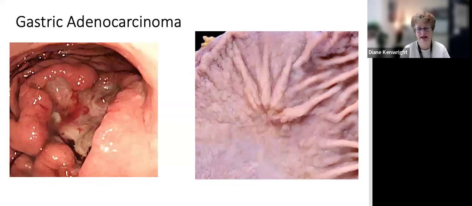What does it look like? Again, it can have several growth forms. This one here forms this horrible big exophytic necrotic mass. This one here is forming a sclerosing type ulcer.